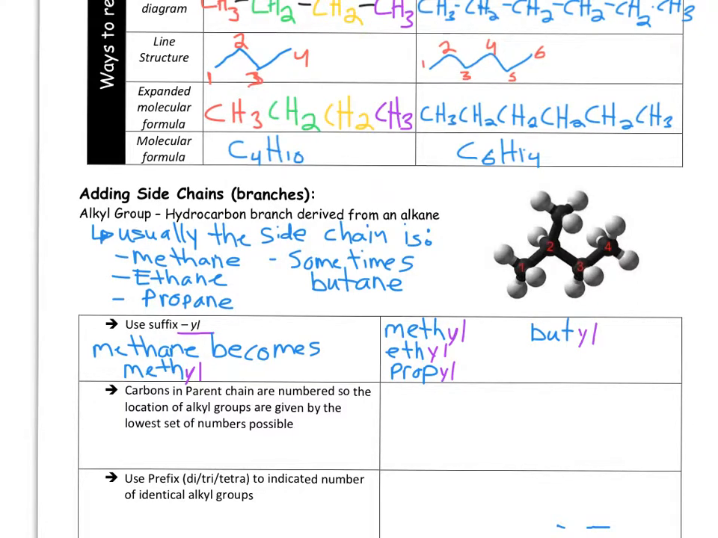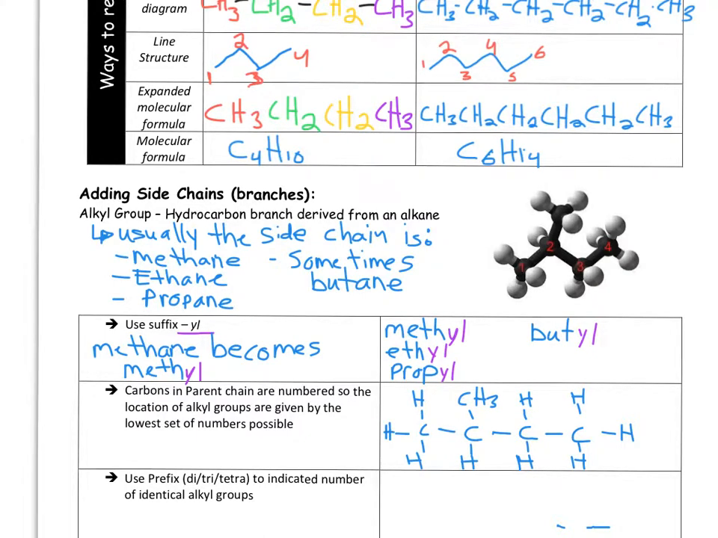So methane is a methyl group, ethane, when it's a side chain, is an ethyl, propane, when it is a side chain, is a propyl, and butane, when it is a side chain, is a butyl. So to name these, we have to number our parent chain. That's the longest continuous chain of carbons, so that the location of the alkyl group is given the lowest set of numbers possible.